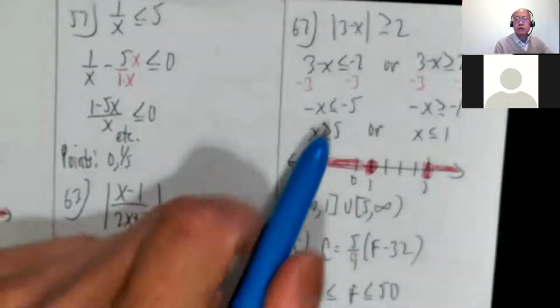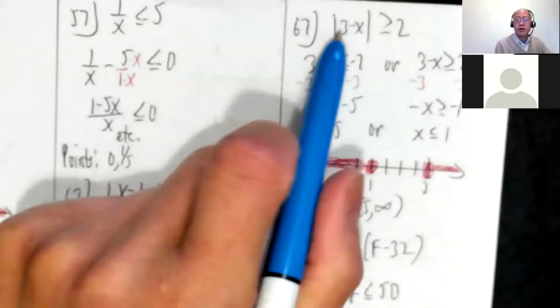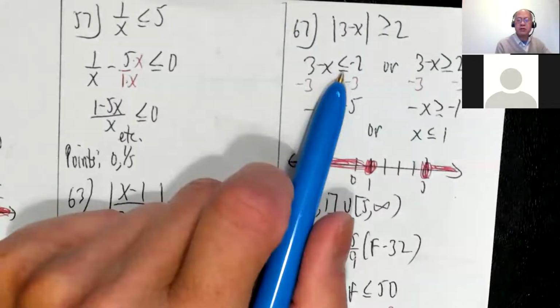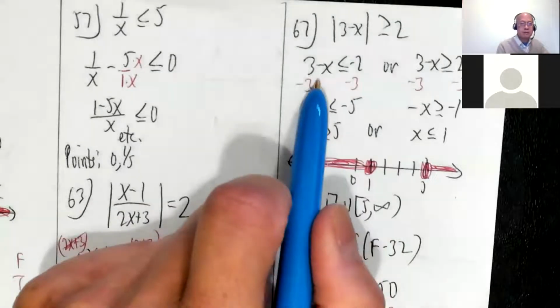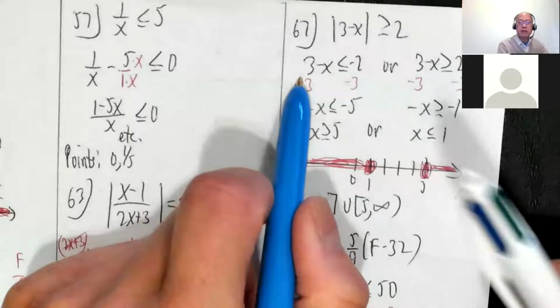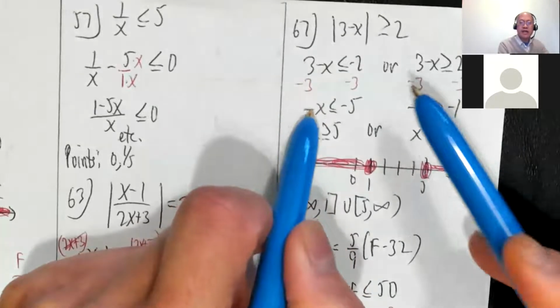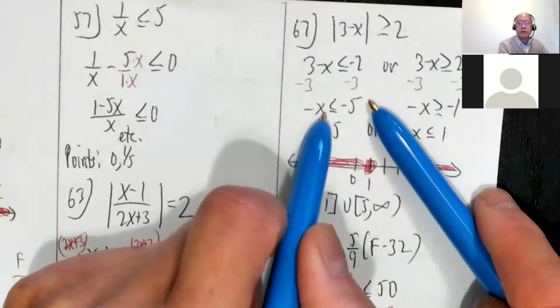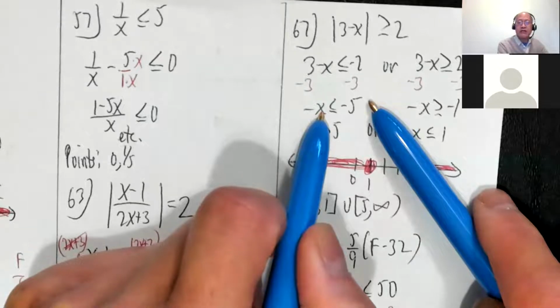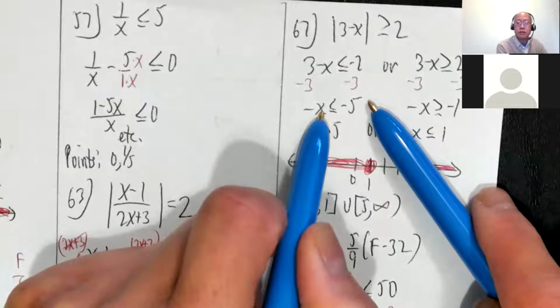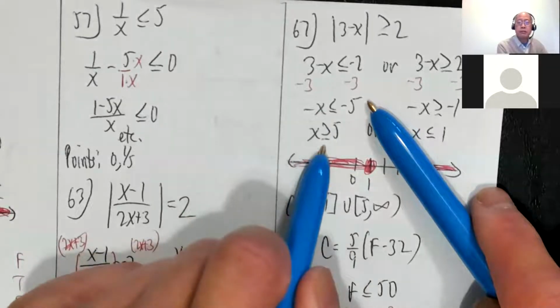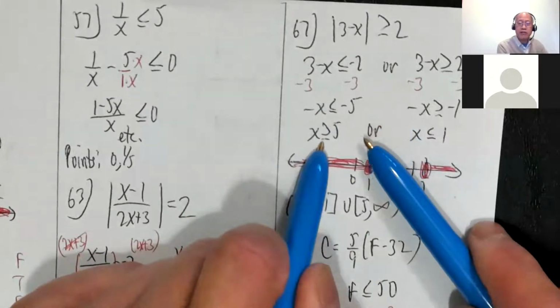So one more time, there's a 2 here. You want this expression here to be less than or equal to negative 2 or greater than or equal to 2. Now I just solve them. Subtract 3, subtract 3. Negative x is less than or equal to negative 5. Multiply both sides by negative 1. And recall what happens when you multiply by negative 1. Inequality symbol reverses. So x is greater than or equal to 5.